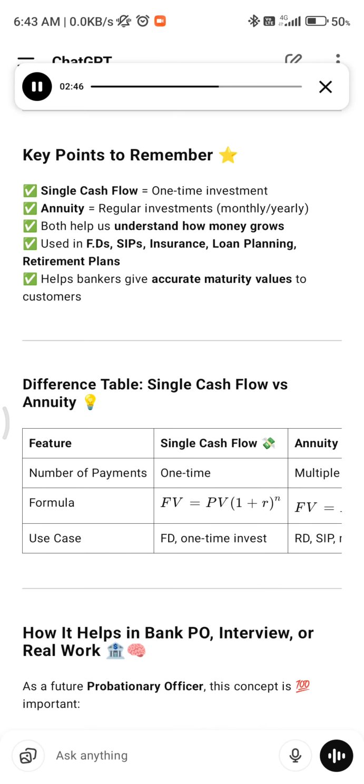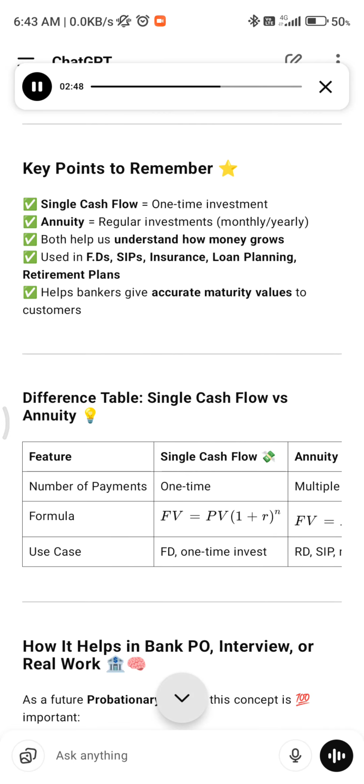Single cash flow equals a one-time investment. Annuity equals regular investments, monthly or yearly. Both help us understand how money grows. Used in FDs, SIPs, insurance, loan planning, and retirement plans, this helps bankers give accurate maturity values to customers.